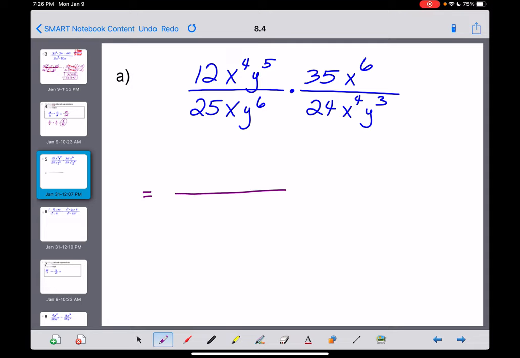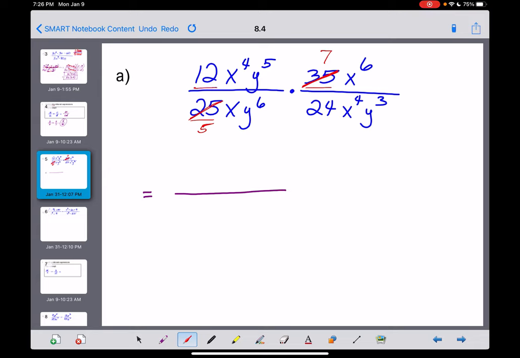What I'm going to do is look at the 4 numerical coefficients in this problem. A 12 on the top, a 25 on the bottom, a 35 on the top, and a 24 on the bottom. And I'm going to look for identical factors that can be canceled out. Like, for example, the first one I notice is that 25 and 35 are both divisible by 5. So let me go ahead and divide a 5 out. 35 divided by 5 leaves me with a 7. 25 divided by 5 leaves me with a 5. And now I have much smaller numbers to work with.